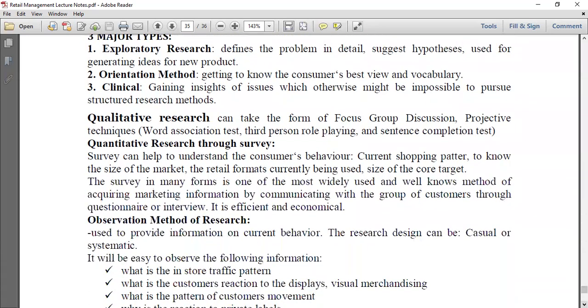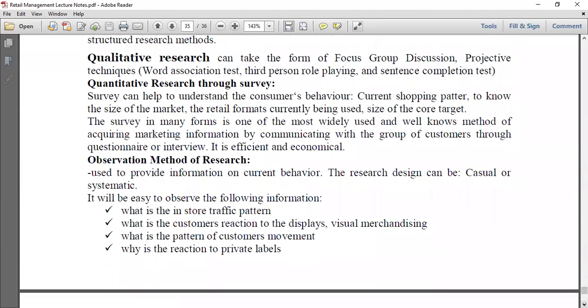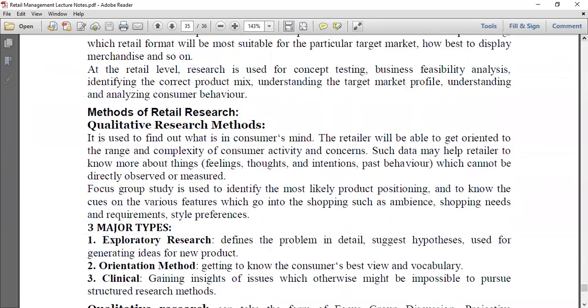Next is quantitative research. Qualitative research can take the form of focus group discussions and projective techniques. So you'll have to excuse me, I think there's a small error here. This is quantitative research, and the other one is qualitative research.